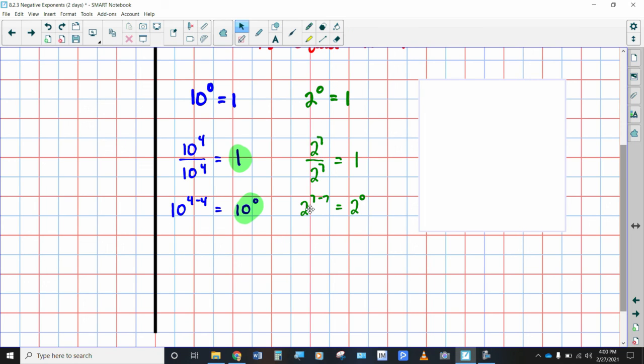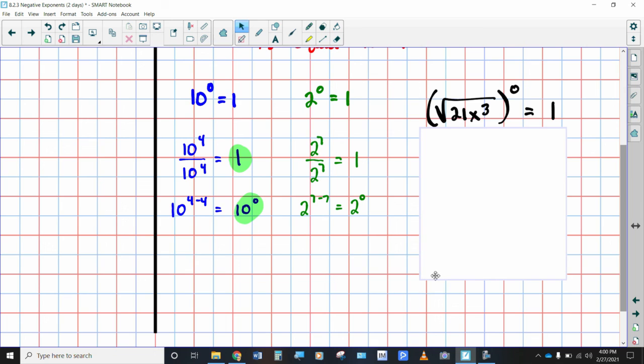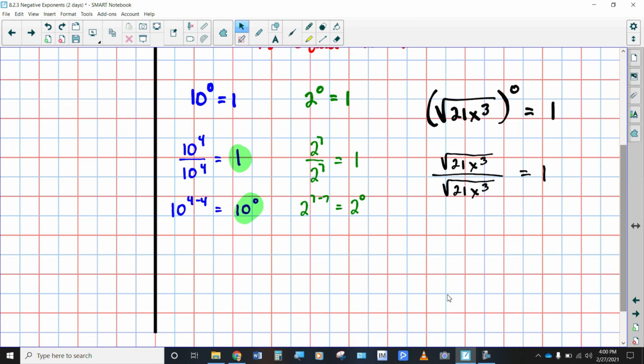So if this equals 1 and it also equals 2 to the 0 power, then 2 to the 0 has to equal 1. So it does not make any difference how ridiculous your base is. If it is raised to the 0 power, it is always going to be equal to 1, no matter what.